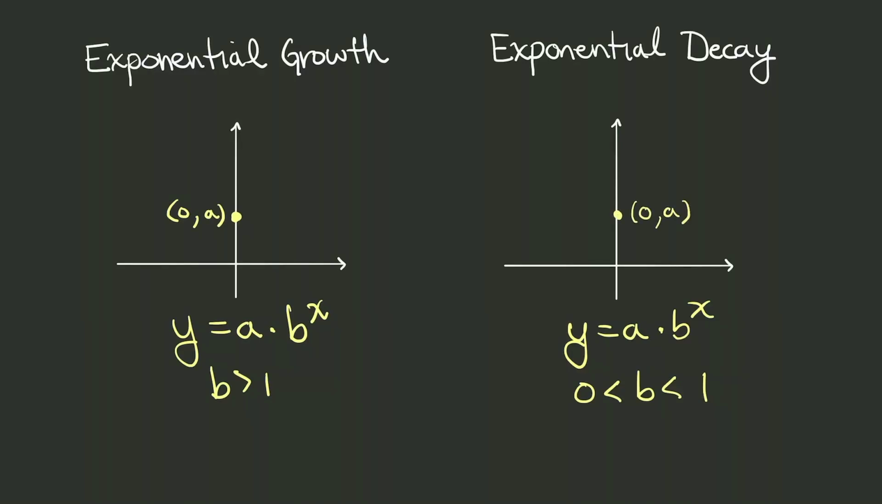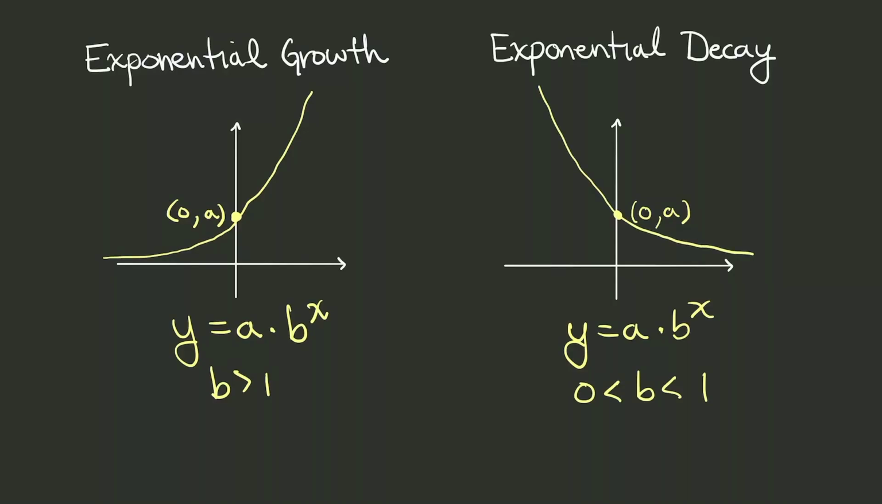What's going to change is the picture of our graph. The exponential growth graph is going to get larger exponentially as we move from left to right, and the exponential decay function will get smaller exponentially as we move from left to right.